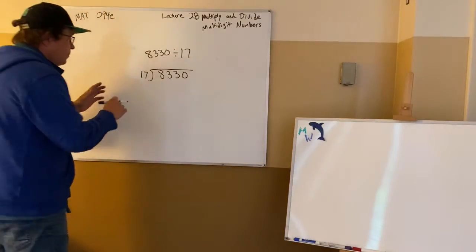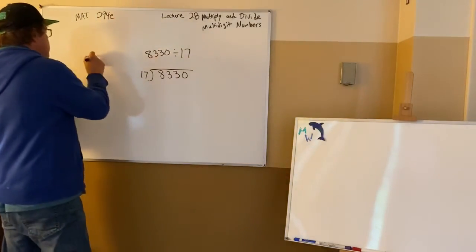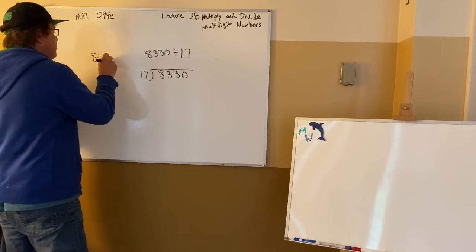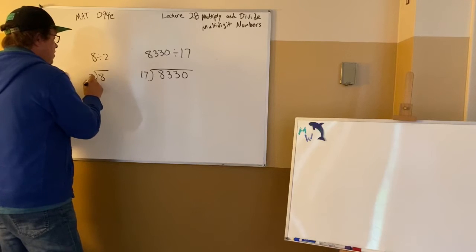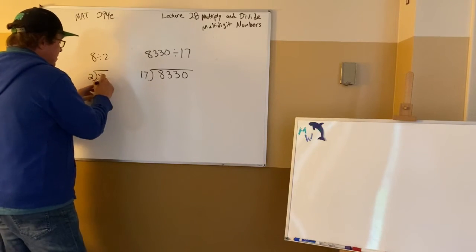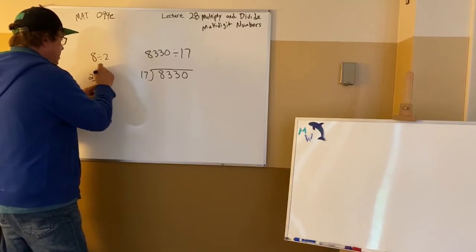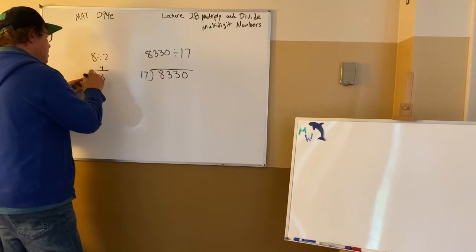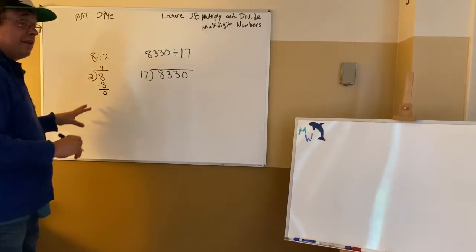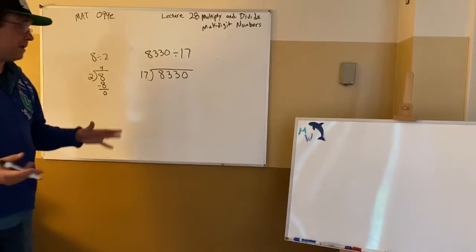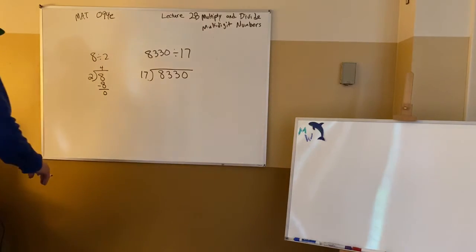Here we go. If I had to do 8 divided by 2, which the answer is 4, it would look like this, 8 divided by 2. How many 2's are in 8? There are 4 of them. I put it in the exact same spot where the 8 is. I would put my 4. I would do 4 times 2 and get the 8 and subtract, and then I'd have nothing left over, which means it's a perfect fit. It has 0 remainder. It doesn't have any extras hanging around.